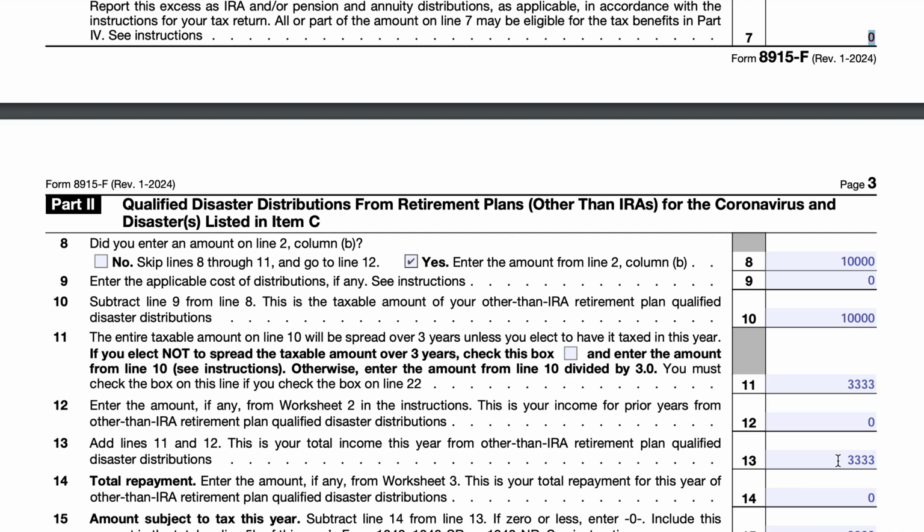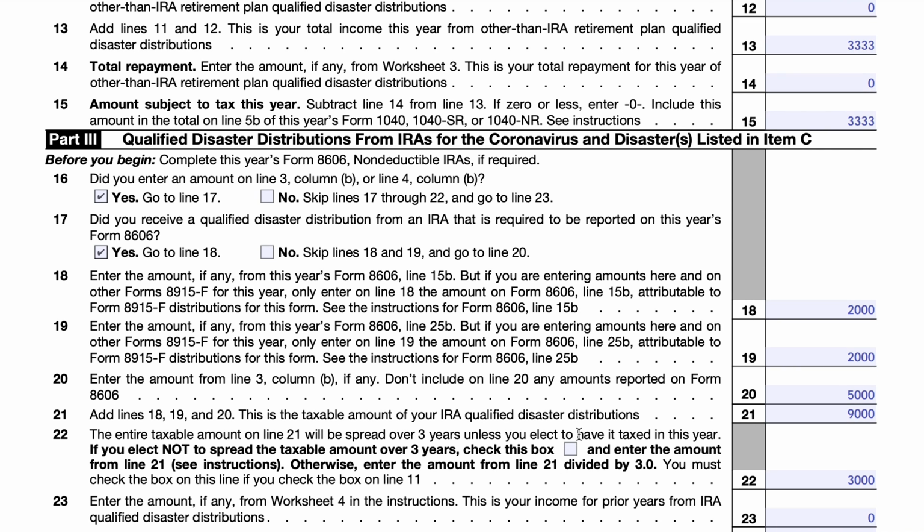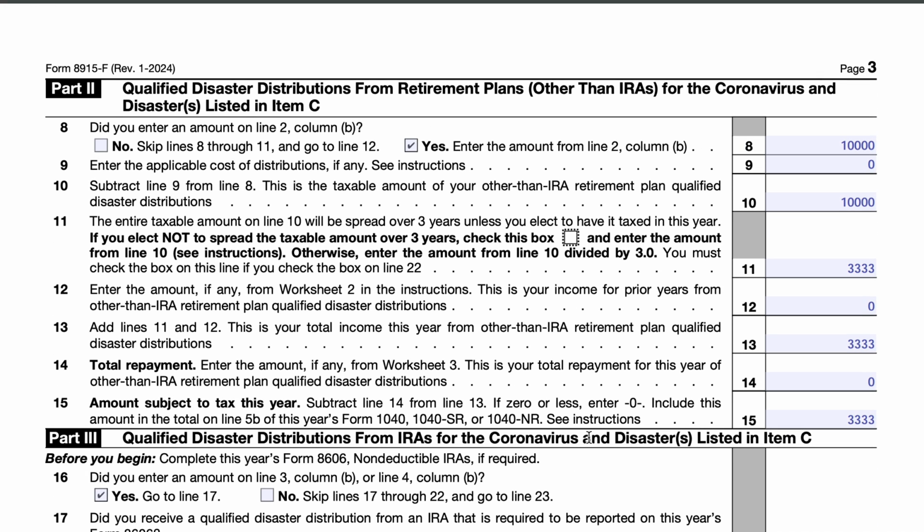So in line 11, you can choose to not spread the taxable amount over 3 years. If you want to do that, you simply check this box right here, carry line 10 down to line 11, and then move on. Now, if you check the box here, you also have to check the box in line 22, and vice versa. So if you're doing one, you have to do both. If you don't do either, then you can't do the other one. So in this case, we're not doing either. So we're going to simply divide the 10,000 by 3. We get $3,333.